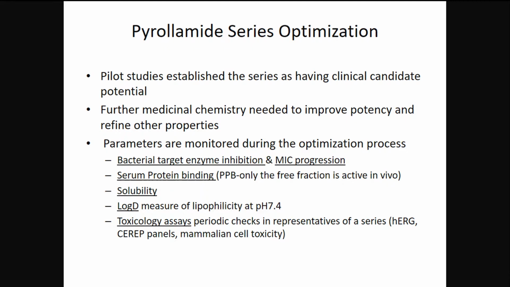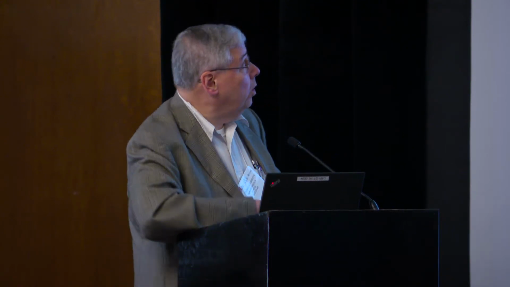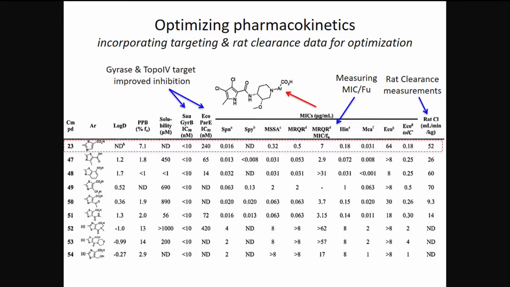Solubility, if your compound isn't soluble, you're not going to be able to get it into patients. You've got to have something that has reasonable solubility. Log D, which is a measure of lipophilicity, and toxicology assays. Initially, these are mostly in vivo or panel type assays, but later on you're going to be moving to some more serious assays. So this is, as I said, the Cliff Notes version. There's actually 8 slides. I've cut them down to 3. But basically, what we're showing here is how we go about optimizing it.